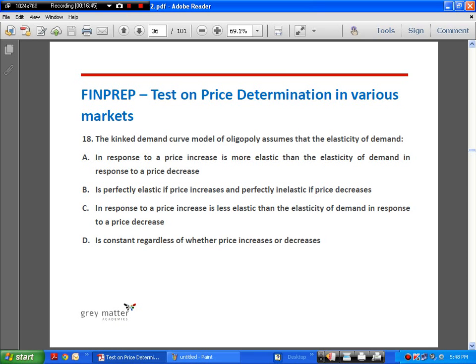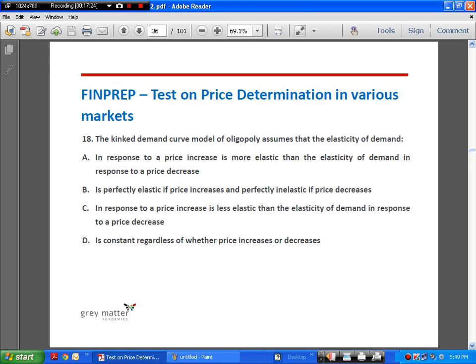18th problem. The kinked demand curve model of oligopoly assumes that the elasticity of demand. Now, before moving on to the options, let's have a revision of the kinked demand curve. You'll find the kinked demand curve is less elastic above the kink and it is more elastic below the kink. Or in other words, the upper portion of the demand curve is less elastic, but the lower portion of the demand curve is more elastic. Now, why is this so?